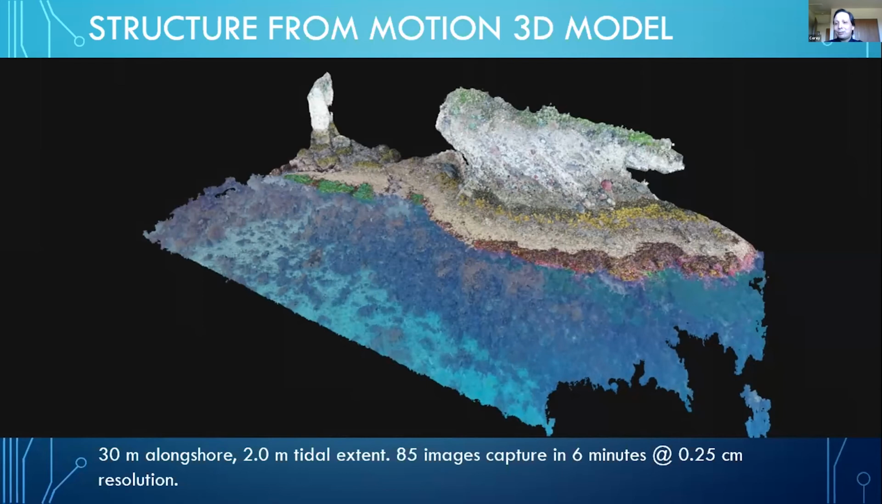We simply autonomously launched the drone from the helipad there at Wrigley. It went over to this area here, surveyed it in 6 minutes at a resolution of 0.25 centimeters. And this was flown at a height of about, I think, 12 meters above the surface there. But you can see, we get a lot of resolution. Right.